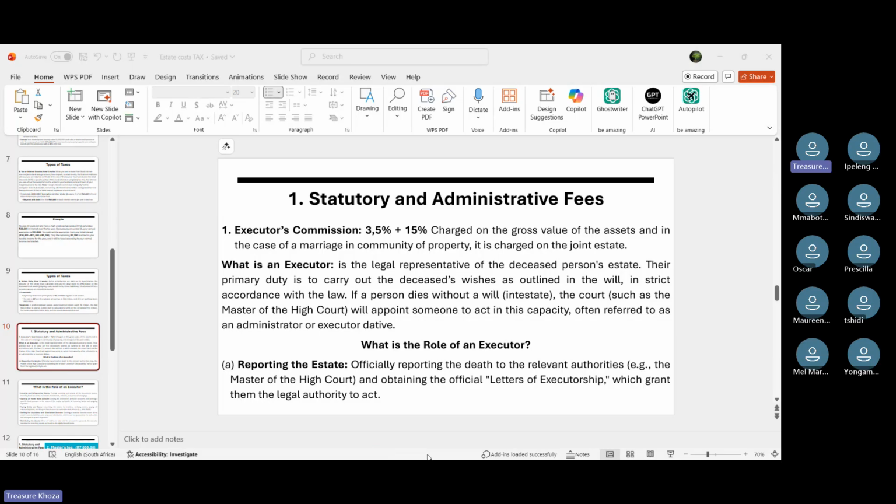They will appoint someone who is not appointed by you. So that's why it's critical for us to make sure that we have our wills, that our wills are in order, and that we revisit our will if there are some issues that we need to sort out. So what is the role of an executor?